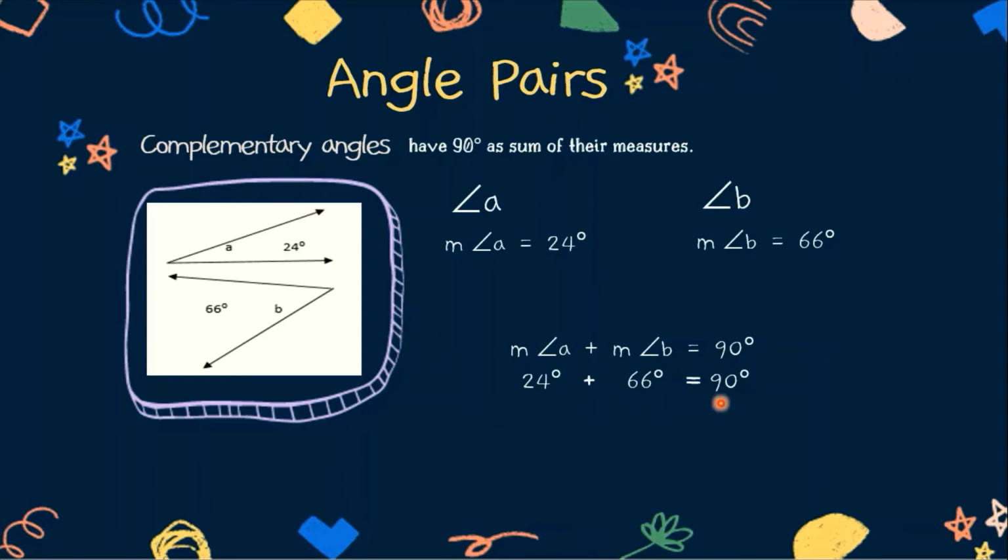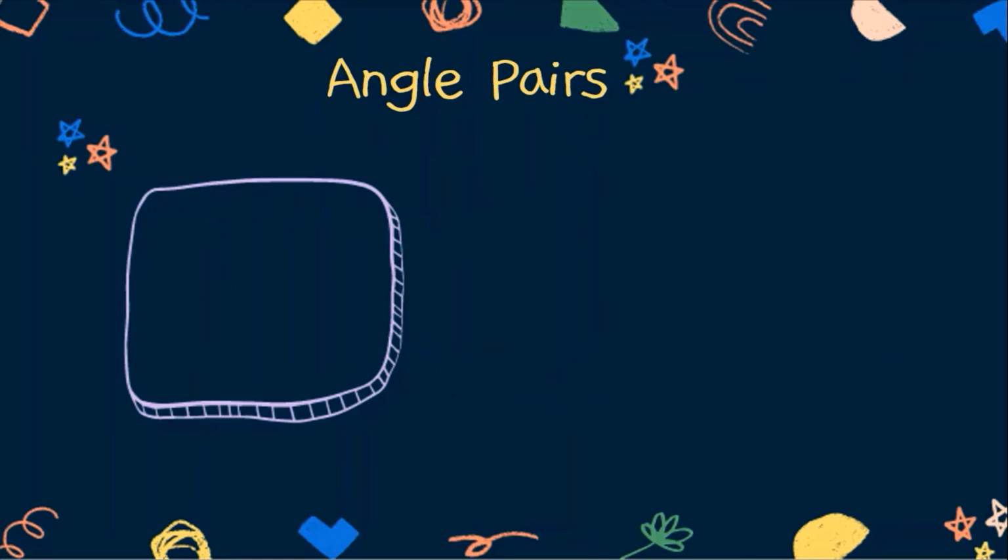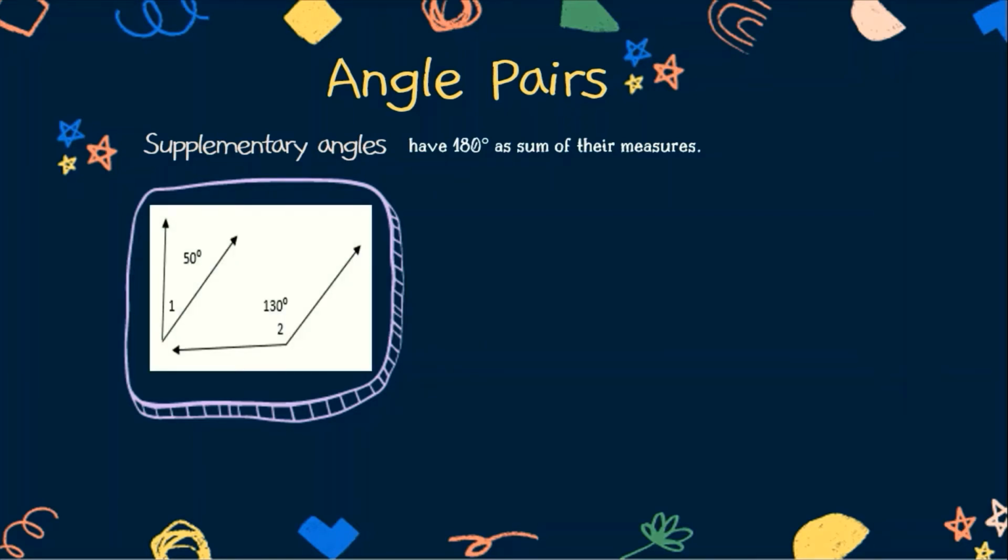They are complementary angles. Another angle pair, we have the supplementary angles. These are angles that have 180 degrees as sum of their measures. Ang complementary angles ay 90 degrees, ang supplementary angles ay 180 degrees. Let's have an illustration. Supplementary angles, katulad din ng mga complementary angles, hindi kailangan na adjacent o magkadikit yung dalawang angles para maging supplementary sila. Kailangan lamang na kapag pinag-add natin yung kanilang mga sukat, dapat maging 180 degrees ito for supplementary.